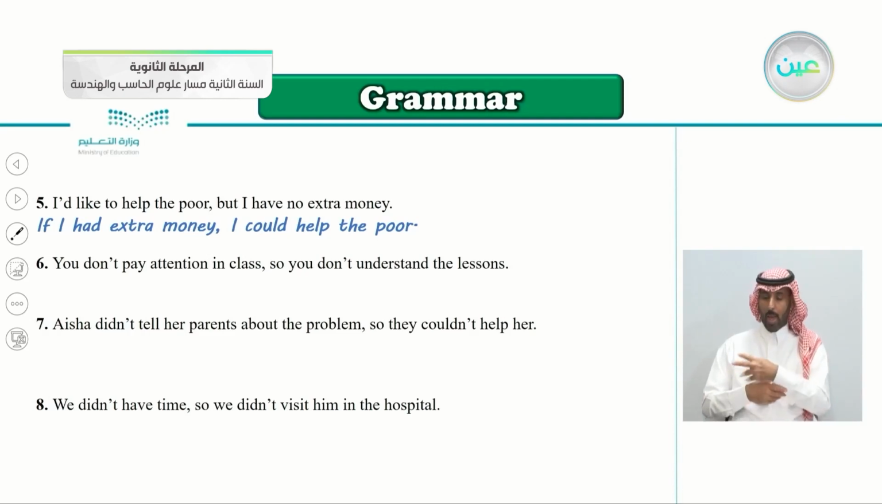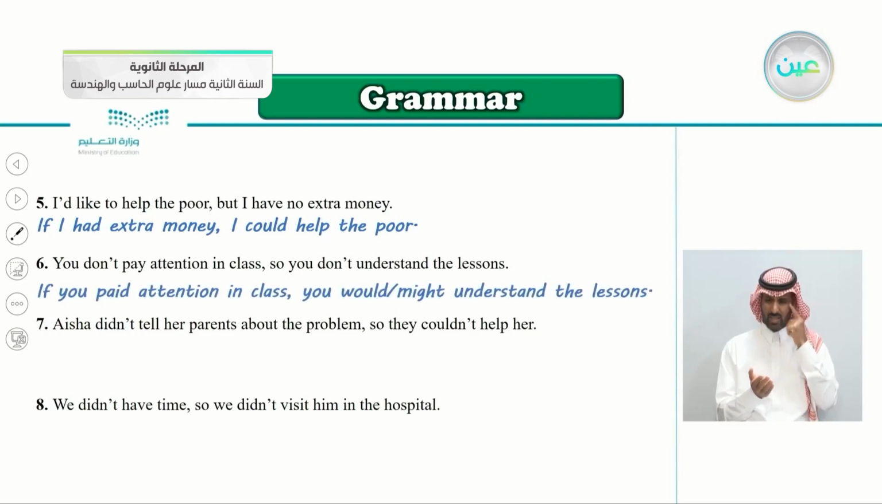Number six, you don't pay attention in class, so you don't understand the lessons. So what's the answer here? Yes, if you paid attention in class, you don't here. This is present. That's why you use the past tense here. If you paid attention in class, you would or you might understand the lessons.